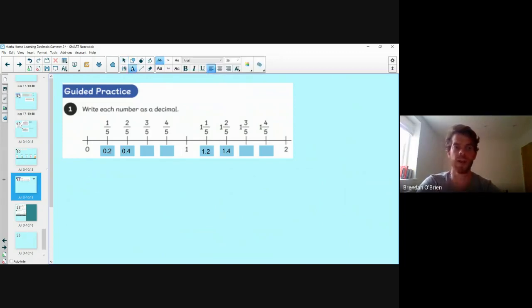Okay, so we should have found here that our 3/5 can be converted to 0.6. And our 4/5 can be converted to 0.8. Let's just put that in there. You should have found here that 1 and 3/5 can be converted to 1.6. And that 1 and 4/5 can be converted to 1.8. I won't write those in because it seems to take me quite a long time to do that here, but it should be here, 1.6 and 1.8.